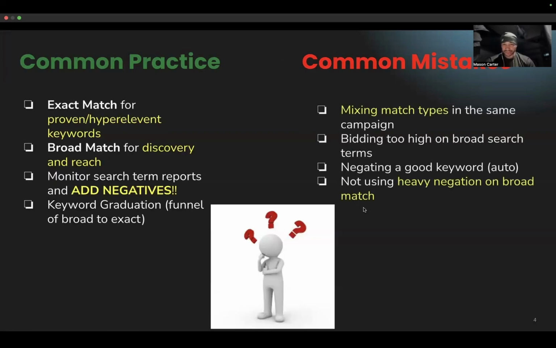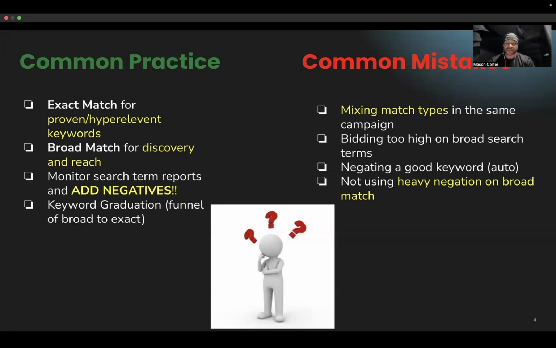Okay, I mixed something up with the animations here. But common mistakes: mixing match types in the same campaign, kind of like I was saying before. They all perform differently. You have a broad, you have a phrase keyword, and you have an exact keyword. They're all going to perform differently. You're not going to be able to make an informed decision looking at that data all in that campaign because they're all different match types. They're all performing differently. It's just a big no. Okay. So let's just stay away from that. You don't need to be doing that.